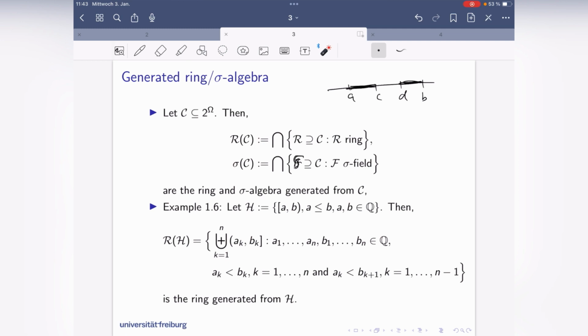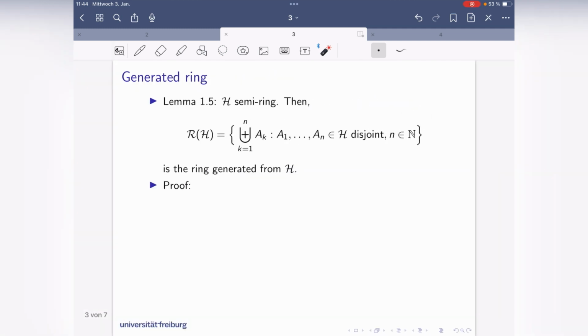But what happens if we have this set here? They're all disjoint unions of intervals of this form. And what I say here is that this set system containing all disjoint unions of semi-open intervals is exactly the ring which we defined here, so the ring generated from H. And in order to see this, there's a general lemma which I'm going to prove here. If H is a semi-ring, then the ring generated from the semi-ring has exactly this form here.